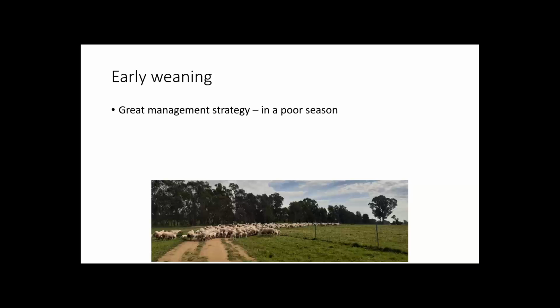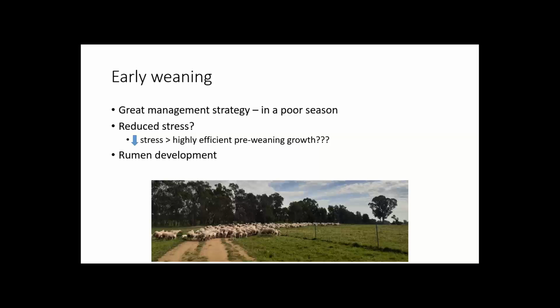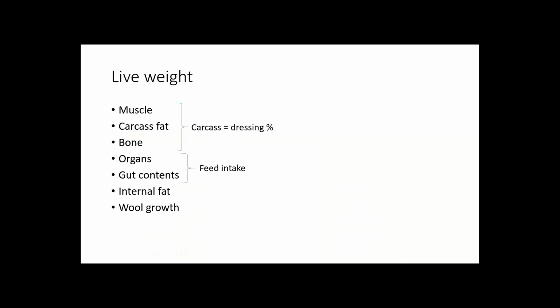Again, I would direct you to Bruce's webinar earlier this year. As for early weaning reducing stress, I haven't seen the evidence to support this, so I put a question mark there. What I do know is that lambs are highly efficient at growing prior to weaning, so I would suspect that any reduction in stress would probably not outweigh this, and hence the 3 question marks. Now, will early weaning be beneficial to develop the rumen? Well, yes, I agree early weaning will develop the rumen, but so will late weaning or not weaning at all.